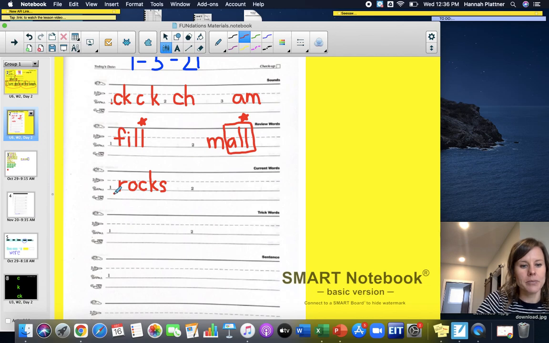And go ahead and mark up your word. Underline the base word. Circle the suffix. There also is a digraph, so I'm going to underline CK in this word. All right, very good job. Your next word is mops. Mops. Think to yourself, what is the base word? The base word is mop.